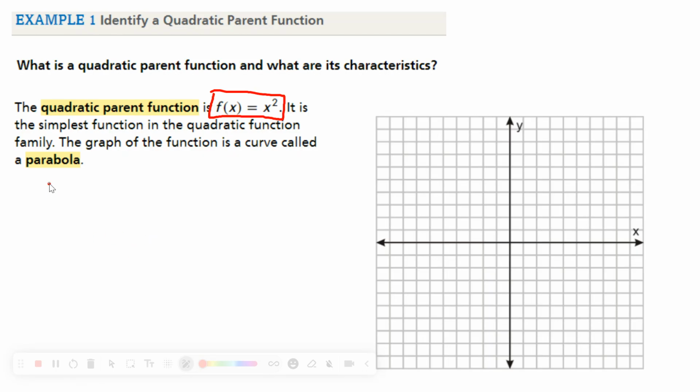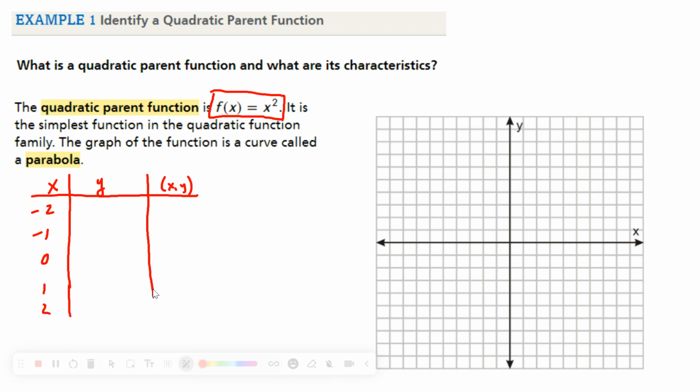I'm going to make an xy table here. Here's my x, and I'll make my y a little bit bigger. My y is just my f of x. Then I'm going to put the ordered pairs right here, the xy pairs. We're going to use the 5 x values of -2, -1, 0, 1, and 2. That's pretty much your basic starting 5. I'm going to take these x values and plug them in for x right here.